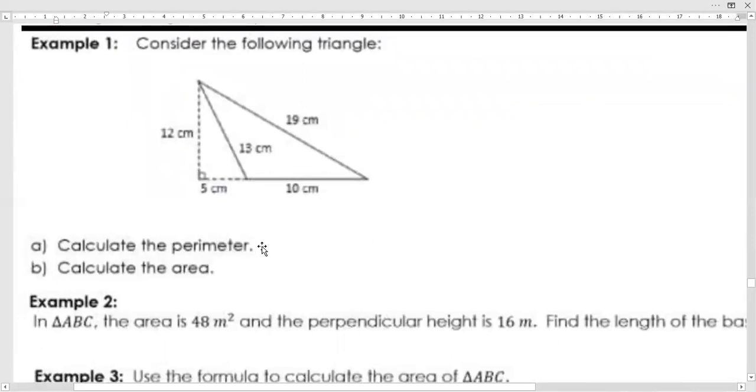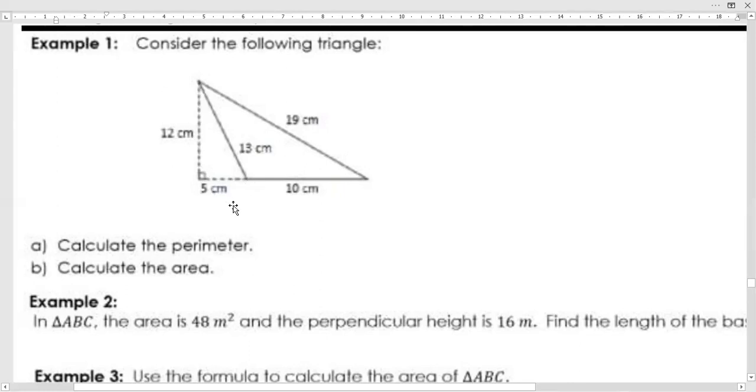So consider the following triangle. Calculate the perimeter. The perimeter of your triangle is your actual triangle. So what I suggest you do is you take a color and you highlight just the outside lines. So the actual triangle is the 13, the 10, and the 19. This is not the triangle at all. Okay, it's dotted. So that means it's a construction line. It's not really there.